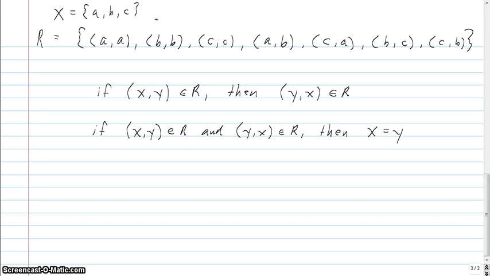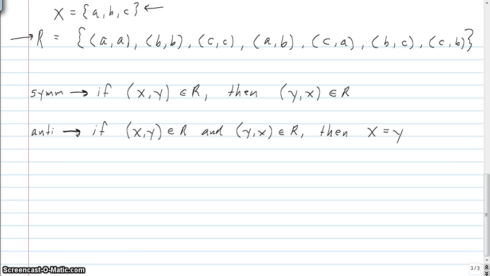Okay, so here's a final example of a relation defined on this set ABC, and so I've just listed the elements of the relation. And what I've also done is reminded us of the definition of what it meant for a relation to be symmetric, and the definition of what it meant for a relation to be antisymmetric. So what I'm going to do is draw out the digraph and the matrix.